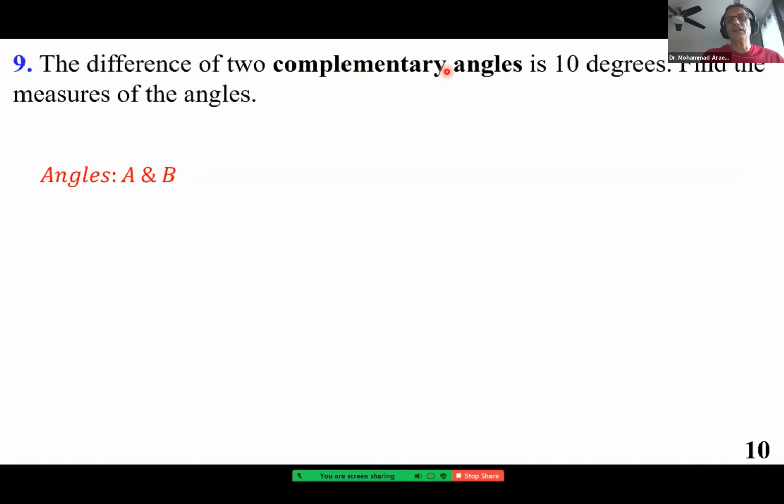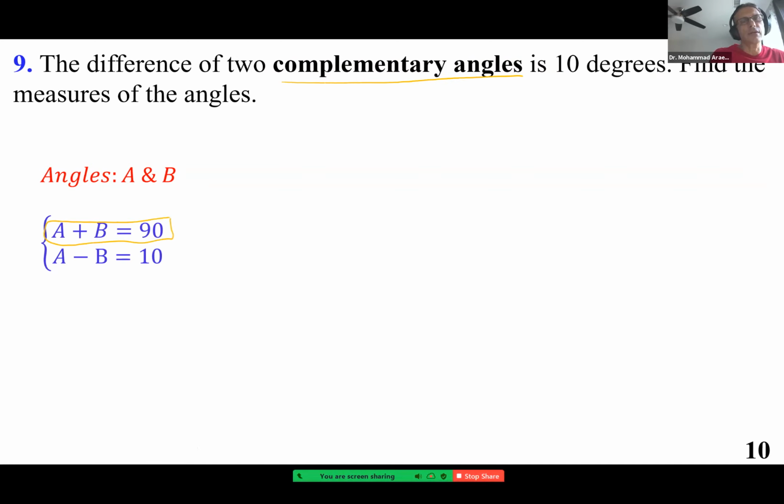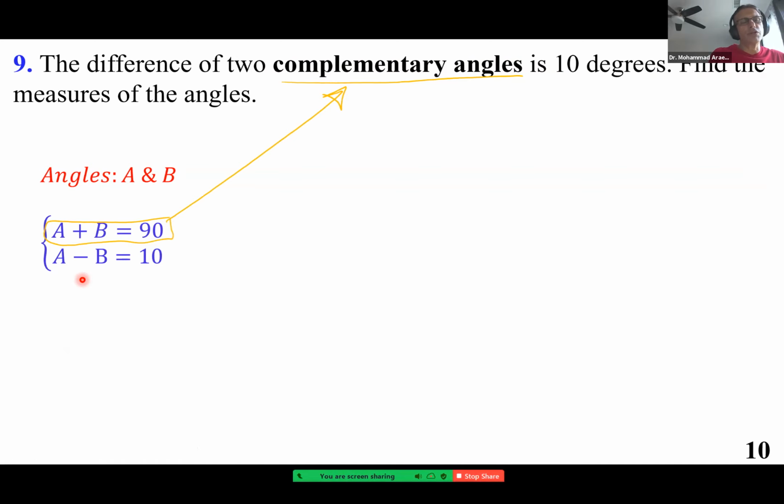Now, their difference is 10, so A minus B is 10. So this has this definition. We don't have to do much, just add up the left side, the b's cancel out. We have 2a equals 100, and therefore a becomes 50. If a is 50, then b must be 40 degrees. So a is 50 degrees, and b is 40 degrees.